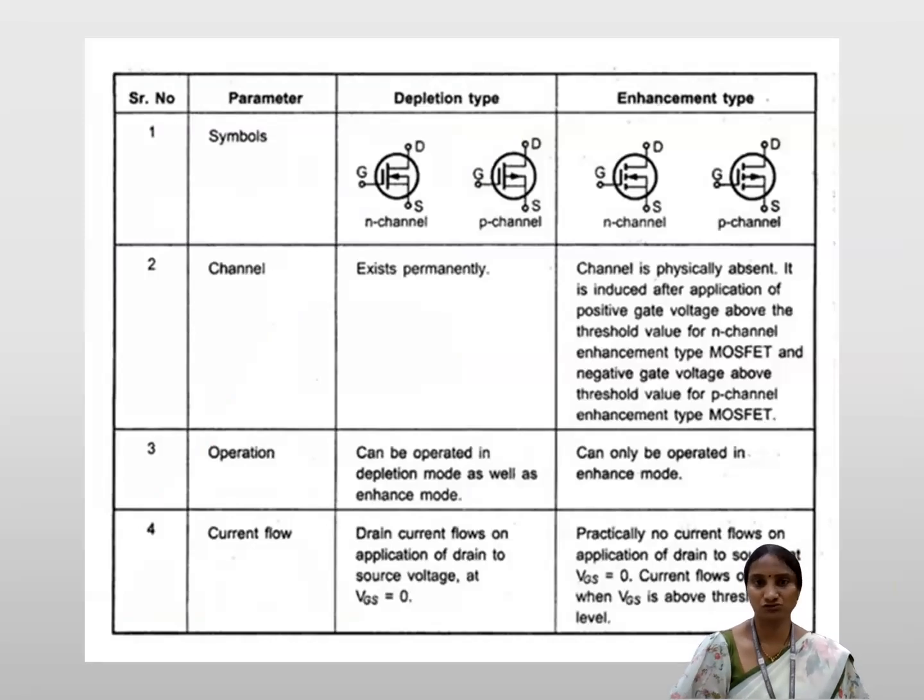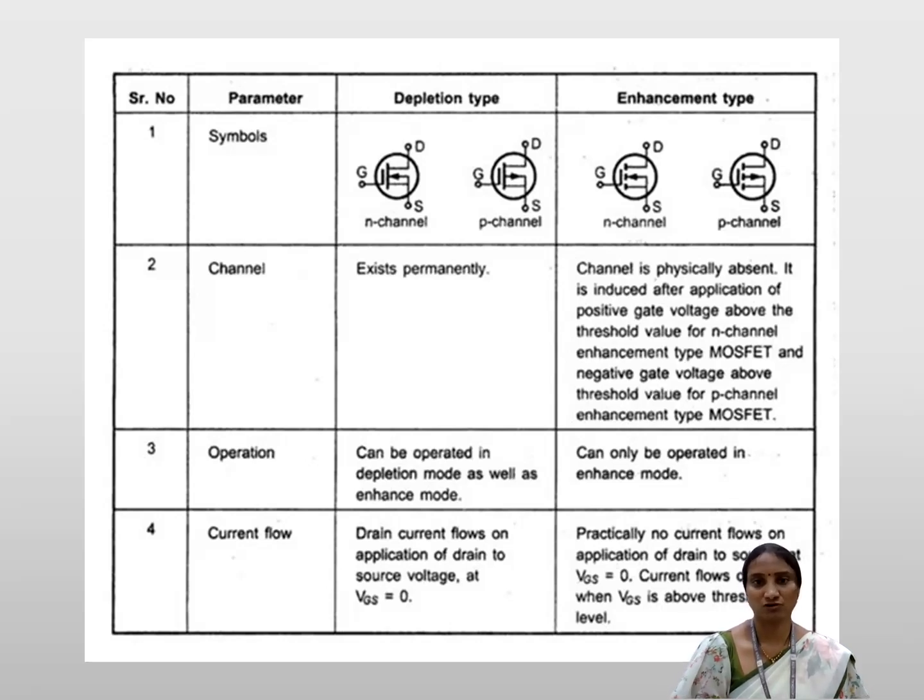So finally, the conclusion, or the differences between the depletion type and enhancement type. We have seen the symbols for both N channel and P channel in the case of depletion type and enhancement type MOSFETs. Some points related to the channel: the channel already exists for depletion type, permanently, whereas for enhancement type, the channel is physically absent. By applying the positive gate voltage, the channel will be induced, and based upon these voltage levels, the drain current variation will be observed.